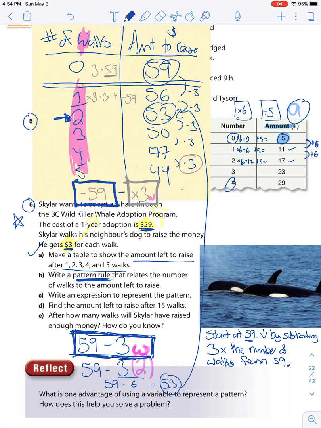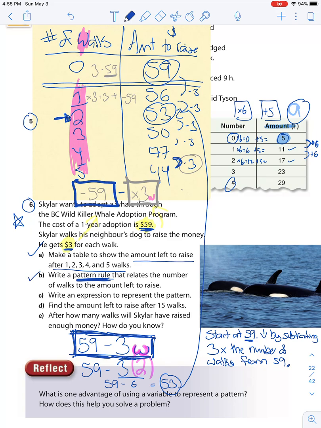Start at 59, because that's how much money we're starting with. Decrease by subtracting 3 times the number of walks that we've done each day from 59. Yeah, that is it, which is kind of awkward. Or I guess we could say subtracting 3 each time if we're just talking only about the output. Okay, but that's it.